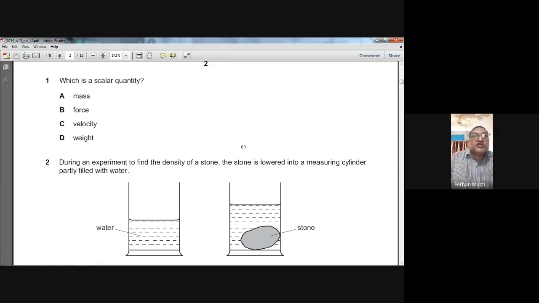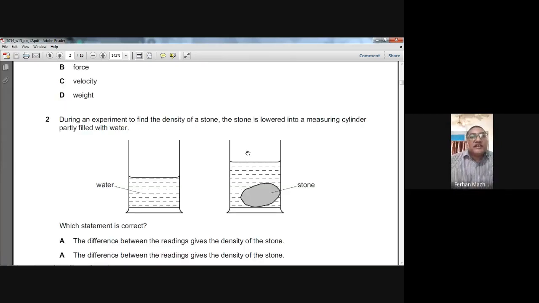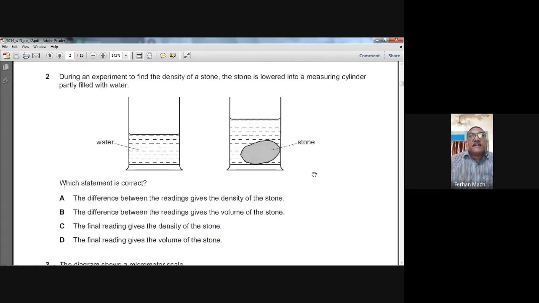Question number 2 is on your screen. It says, during an experiment to find the density of a stone, the stone is lowered into a measuring cylinder partly filled with water. Which statement is correct? The difference between the readings gives the density of the stone. The difference between the readings gives the volume of the stone. Yes, this is the answer. B is the answer. The difference between the readings of the measuring cylinder will give you the volume of this stone. B is the option.